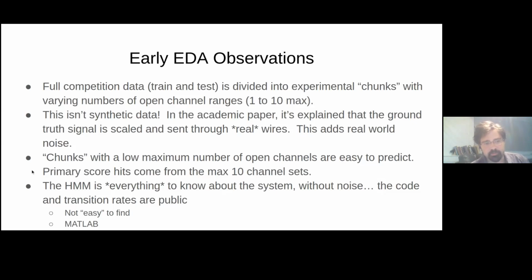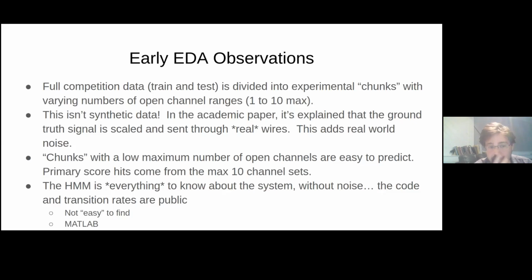So these experimental runs that had a low number of maximum channels, those were easy to predict. You can just throw that into a naive LGBM model and be done with it. But when you get into the higher number of channels, that's where the score would take a hit because of the metric of the competition. The metric's important. I just probably don't have time to explain it.